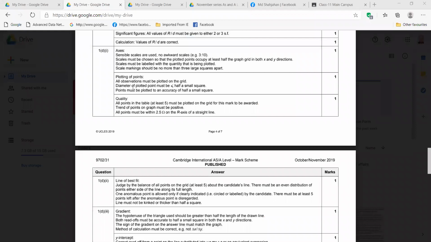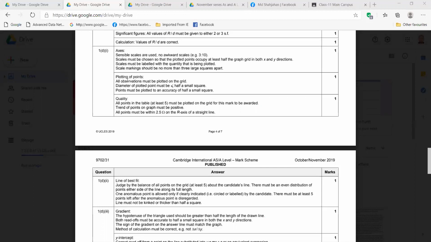Please read from plotting of points. Plotting of points. All observations must be placed on the grid. Diameter of plotted points must be less than half a small square. Points must be plotted to an accuracy of half a small square. So here we have: all observations must be plotted on the grid.